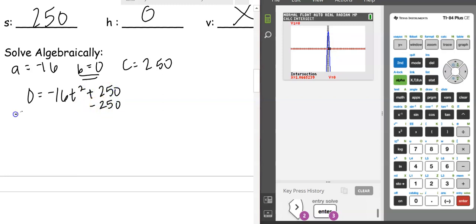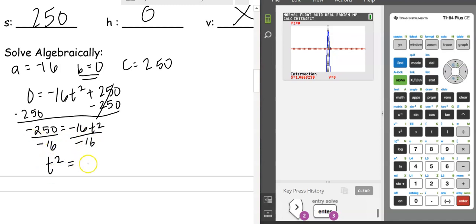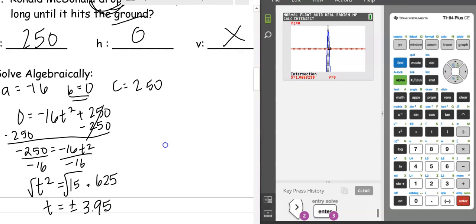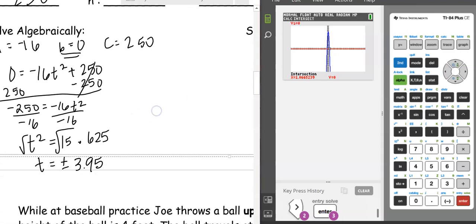Again, you don't have that middle term, you just subtract 250 from both sides. Divide by negative 16. So you get t squared equals 15.625. And then you have to square root. Remember, you have plus or minus in your answer when you solve by square root. And it would be 3.95. But again, since we're talking time, your answer is only going to be the positive 3.95 seconds.